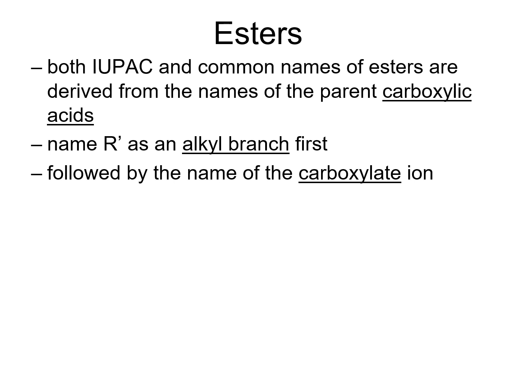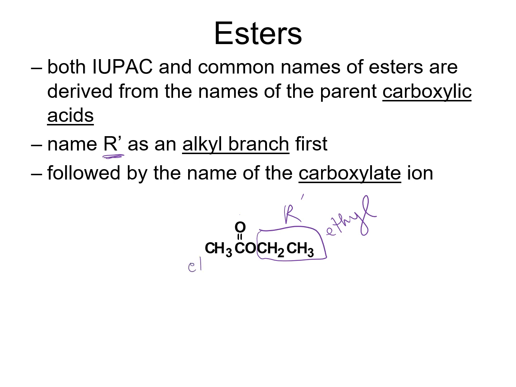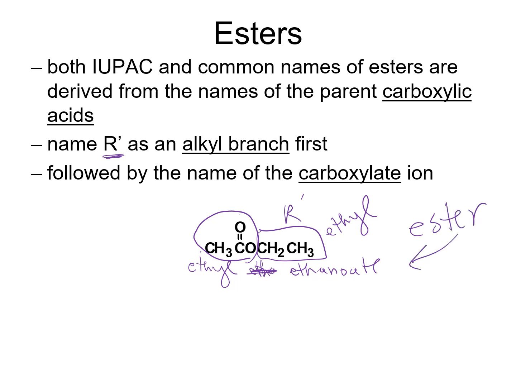So both the IUPAC and the common names of esters come from the parent carboxylic acid, but you lose the H, so you have the -oate part. And then you name the R prime as an alkyl branch first, followed by the name of the carboxylate ion. So let's look at this. Let's find the R. COO. Here it is. It's the R prime. What's the name of the R prime? Ethyl. That's what comes first in the name. This is an ethyl. Ethyl what? Oh wait, there's more. 2 carbons, ethane, ethanoate. All right, so the name of this ester. This is an ester, and its name is ethyl ethanoate.